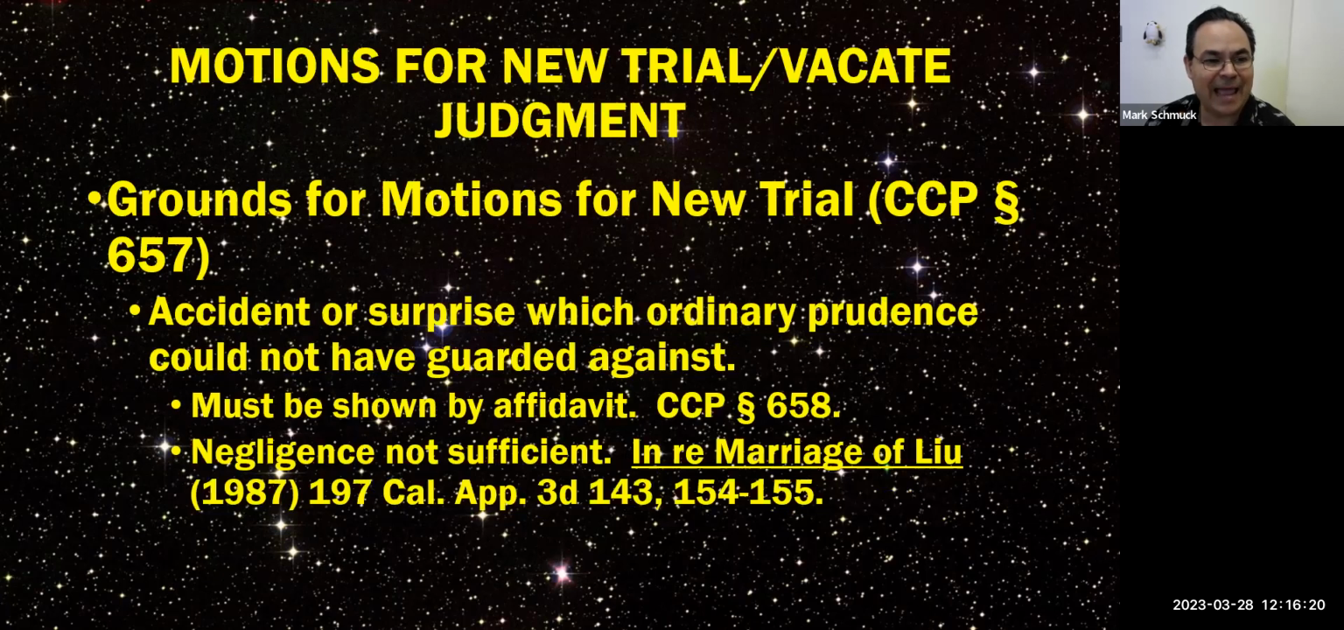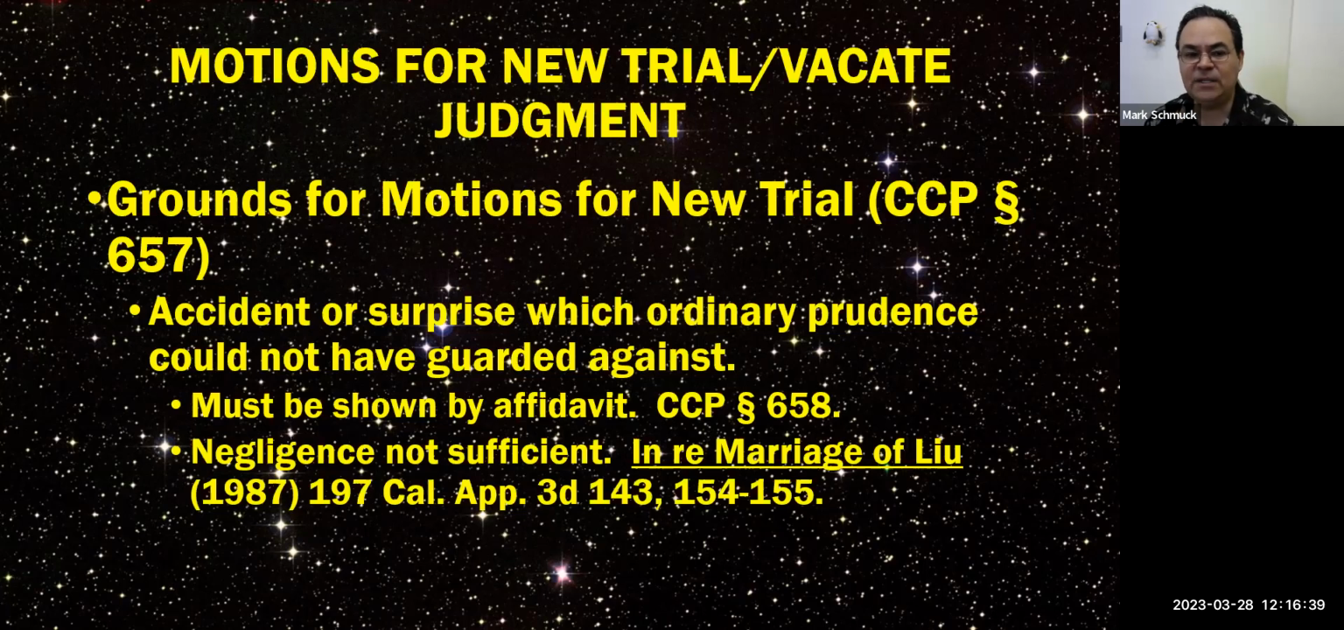Third ground is accident or surprise, which ordinary prudence would not have guarded against. This must also be shown by separate affidavit. And so what is really important, this sounds a lot like the 473(b) motion for relief from a judgment.